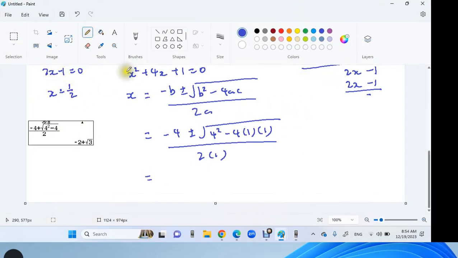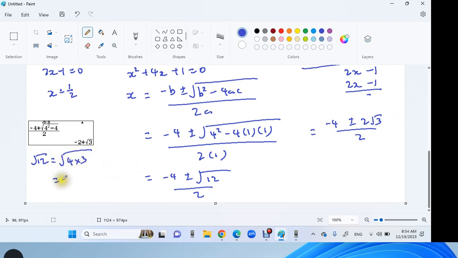Okay. Then we have negative 4 plus minus 12 over 2. 16 minus 4 is 12. So it will become negative 4 plus minus 2 sub 3 over 2. Why is it 2 sub 3? Because sub 12 is sub 4 times 3, that is 2 sub 3. Okay, so you learn it in sub. So we have negative 2 plus minus sub 3.